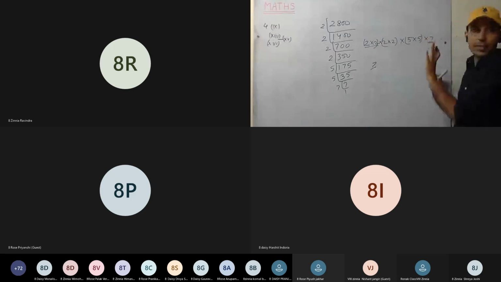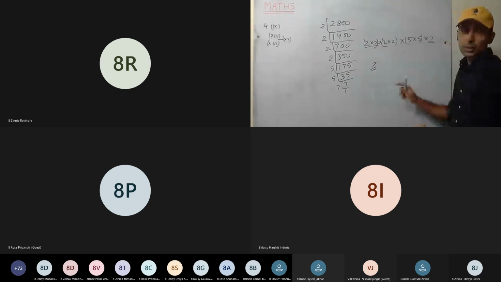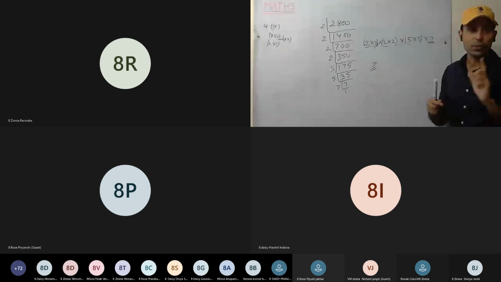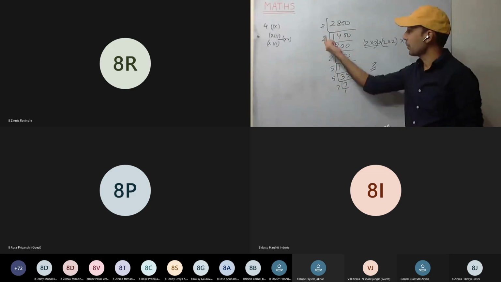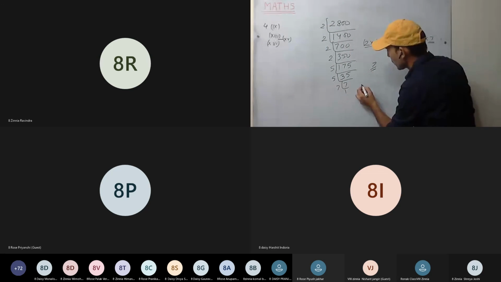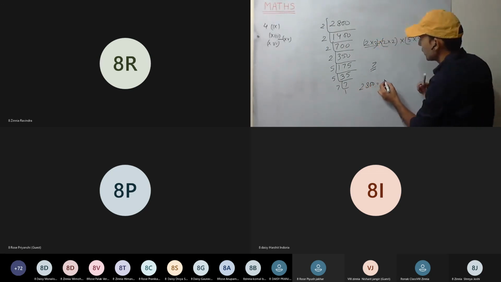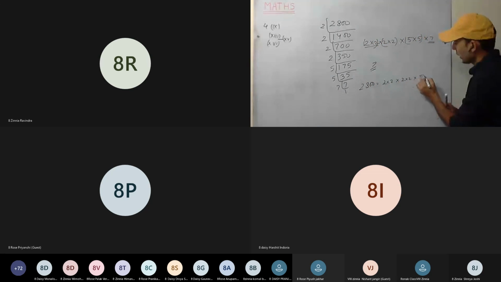If you write this, it is understood. The examiner can see, yes, 7 is remaining. Therefore, 7 is the answer. You have written there, 7 is the answer. So how are you going to do it in the examination? First, factorize it. Find the prime factors and write them. 2800 equals 2 into 2 into 2 into 2 into 5 into 5 into 7.